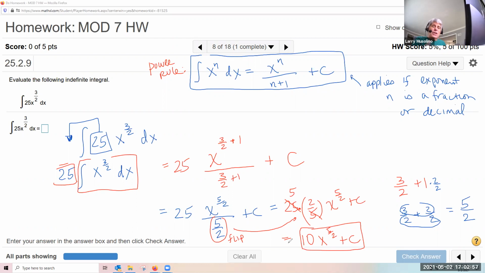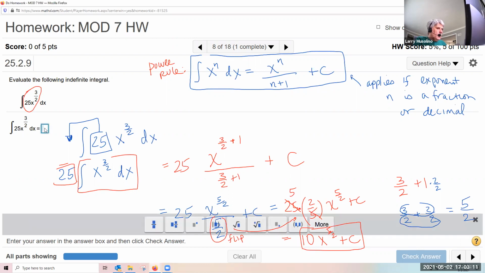If I wanted to, I could check my answer by taking the derivative of this red box. And if I took the derivative of the red box, I would have to get back to this starting expression here. All right, so let me enter this into the answer box here. So 10x to the 5/2 plus a constant.